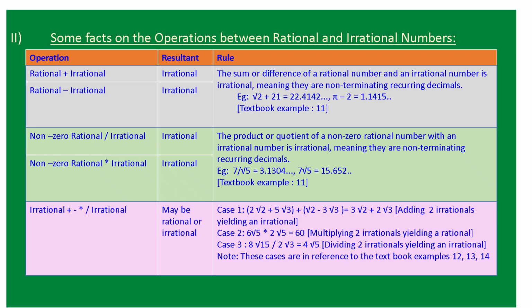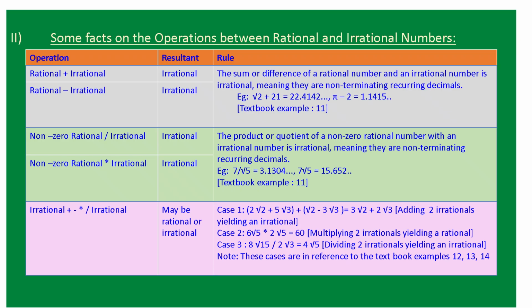The next set of examples are between a non-zero rational and an irrational number with the operator being multiplication or division, in which case it will result in an irrational number only, meaning they are non-terminating and recurring decimals. These are with reference to the textbook example 11, where they have discussed dividing a rational number by an irrational number, 7 by root 5, yielding an irrational number, and multiplying a rational with an irrational, 7 with root 5, yielding an irrational number.